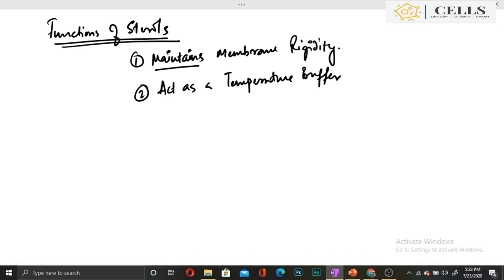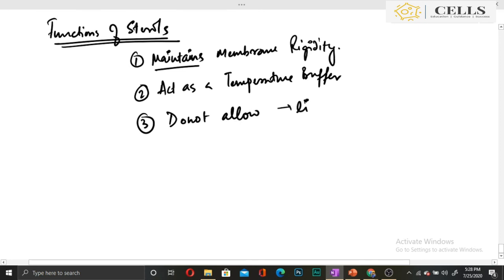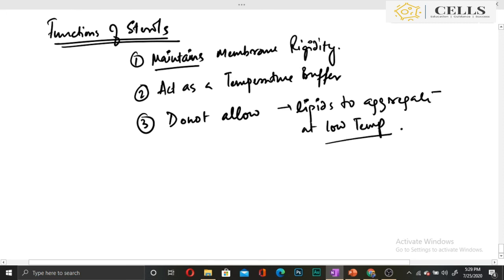First of all, sterols will not maintain the temperature, but if you change the temperature, they will maintain the fluidity of the membrane. That is an important concept. Now what is important again? Third point, they also do not allow the lipids to aggregate at low temperature. If you give a low temperature, it will act as a temperature buffer and prevent the lipids from aggregating, so that the fluidity remains constant.